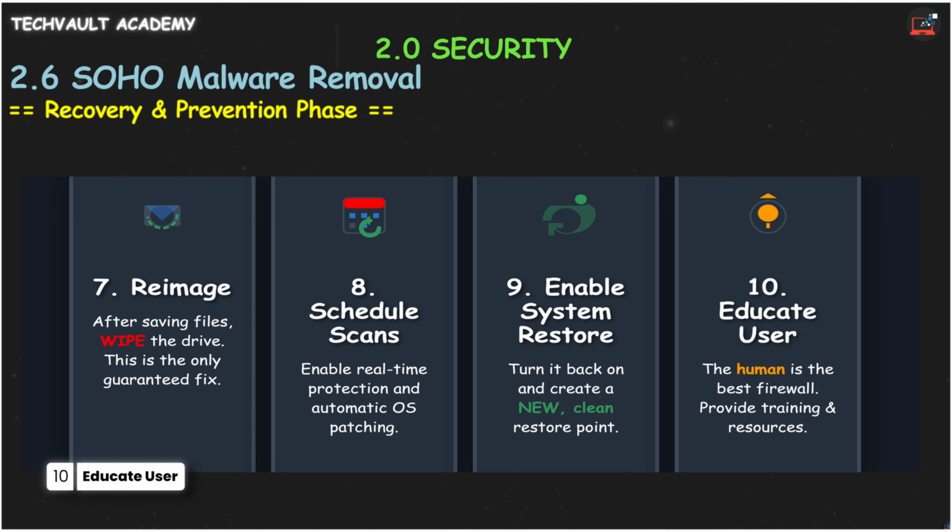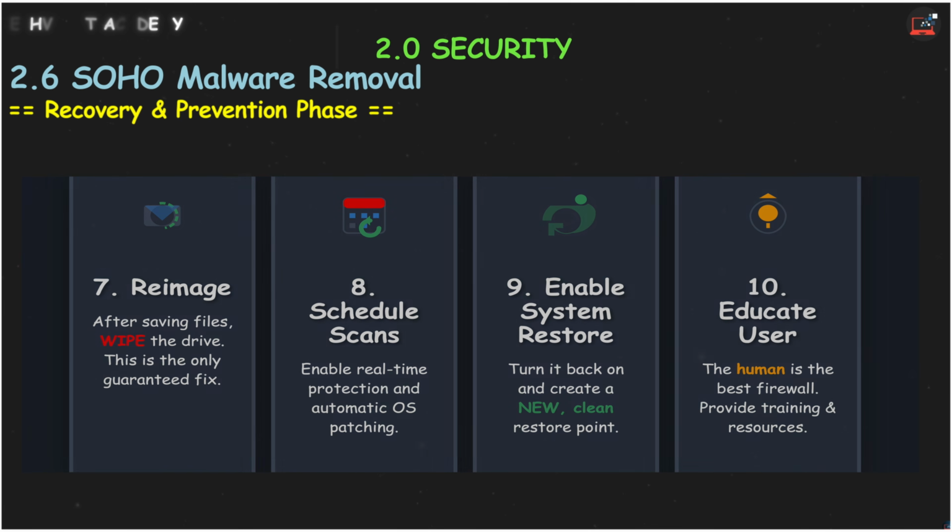Step 10. Educate the end user. This is the most important step for preventing a repeat incident. The user is the first line of defense. Gently explain what happened and provide simple, actionable security advice. Use posters, login messages, or intranet pages to reinforce best practices. An educated user is the best anti-malware tool you have.